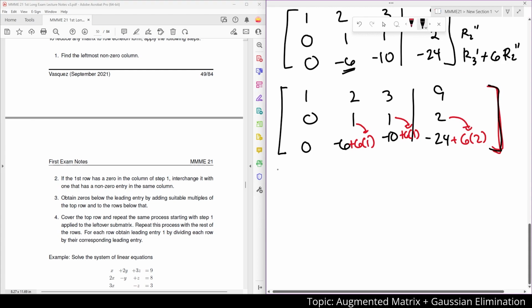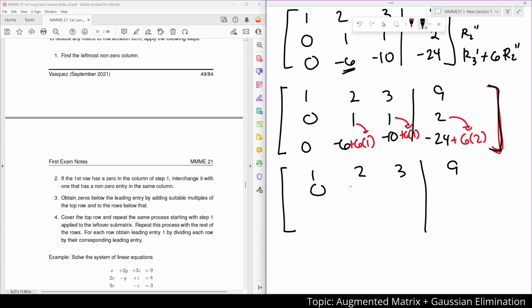Doing that operation, you should get 1, 2, 3, 9. Again, hindi nagbabago yung top row. Second row din, hindi nagbabago. Third row, we have 0, 0, negative 10 plus 6, negative 4, negative 24 plus 12, negative 12.